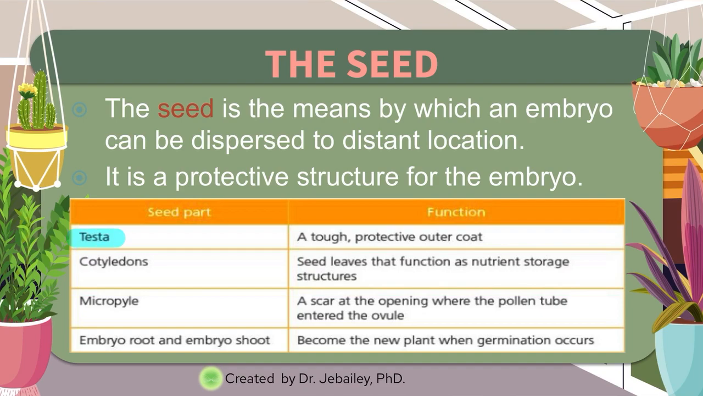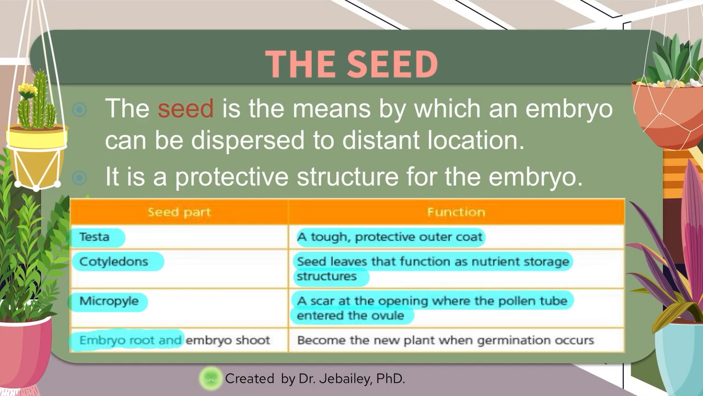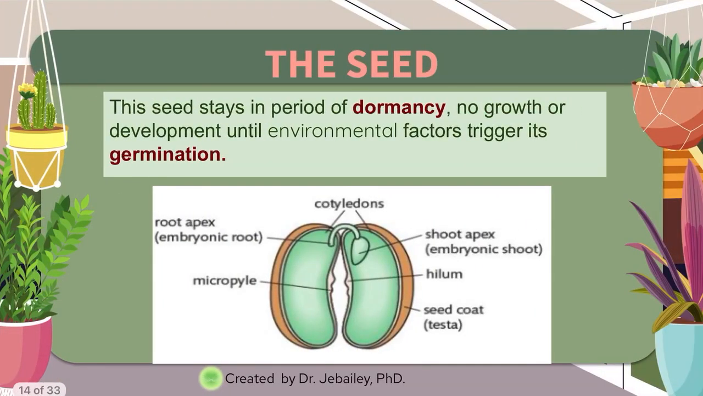We have the testa, which is a tough protective outer coat. We have the cotyledons, the seed leaves that function as nutrient storage for the structure. We have the micropyle, which is a scar at the opening where the pollen tube enters the ovule. And we have the embryo root and shoot, which become the new plant where germination occurs. So these are the four parts of the seed that you must know. Now, here is a drawing of a seed that you must be able to look at, annotate, and draw.